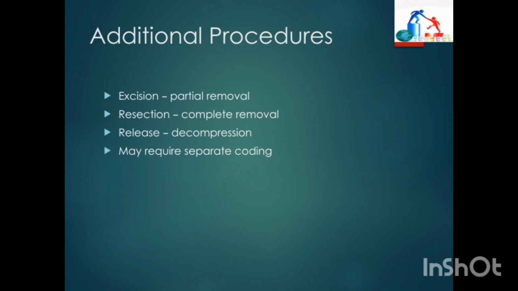Then there's release, which is about decompression, relieving pressure on nerves or the spinal cord to reduce pain or neurological symptoms. It's important to note that these procedures may sometimes require separate coding, depending on the complexity and the specific approach taken. And of course, there are additional procedures that might be performed alongside these main interventions to achieve the best outcome for the patient. Understanding these distinctions helps us better communicate what's involved in each surgical plan and ensures accurate coding and documentation.